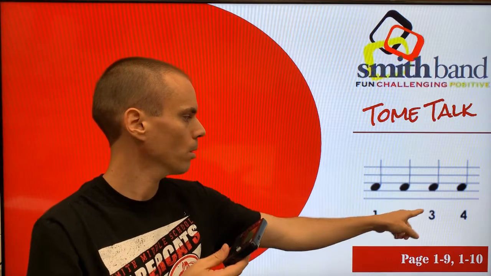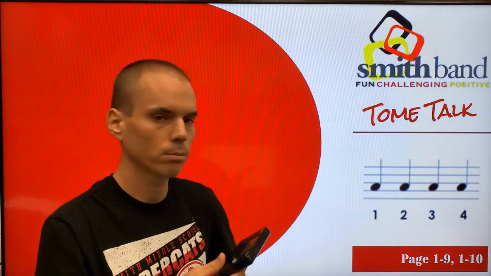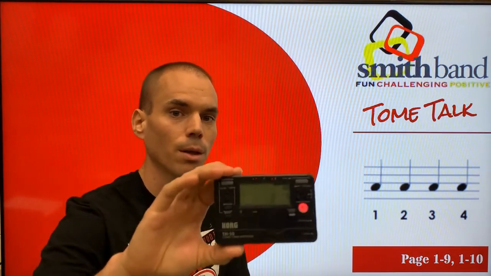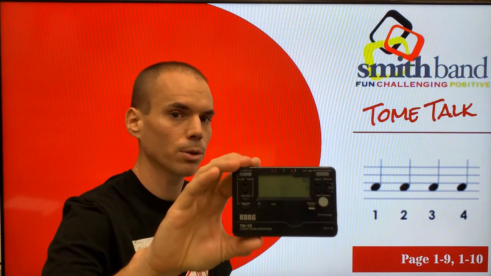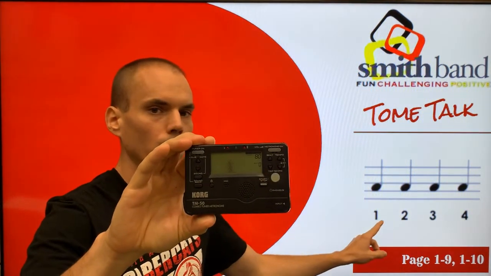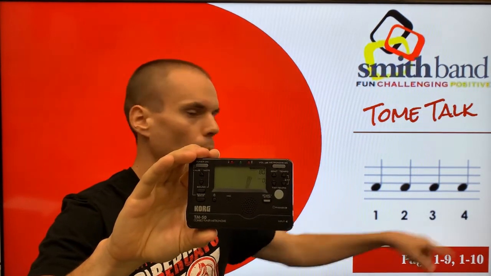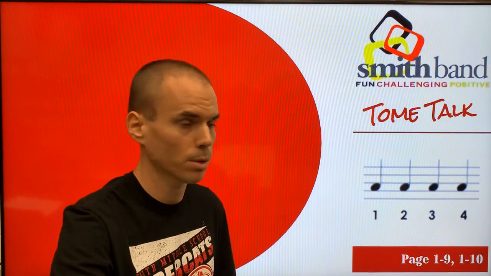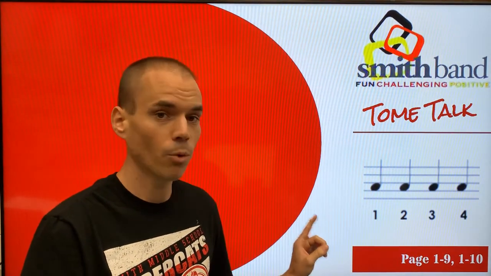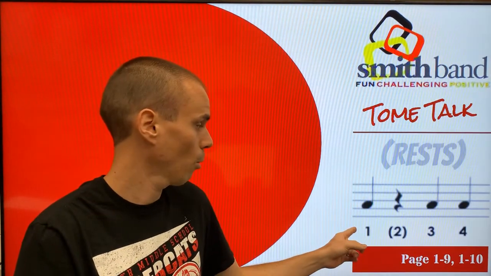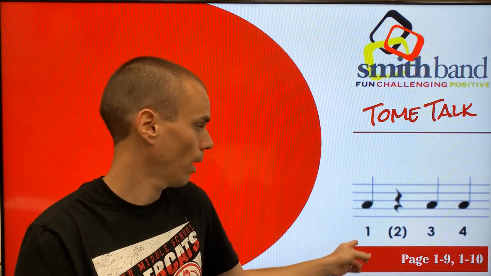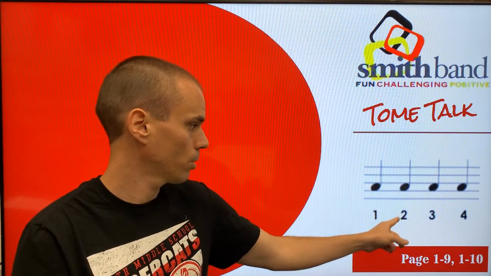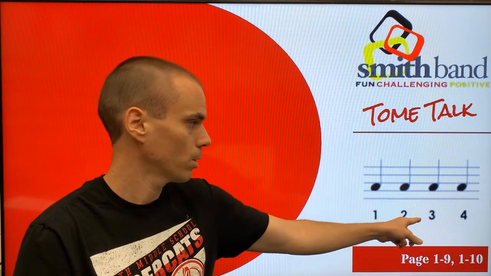1, 2, 3, 4. Notice how it's with the beat, with the pulse. That's how you count quarter notes. Now, how you write it is just by putting the number 1 right underneath the quarter note, the number 2 right underneath the second quarter note, so on and so forth.